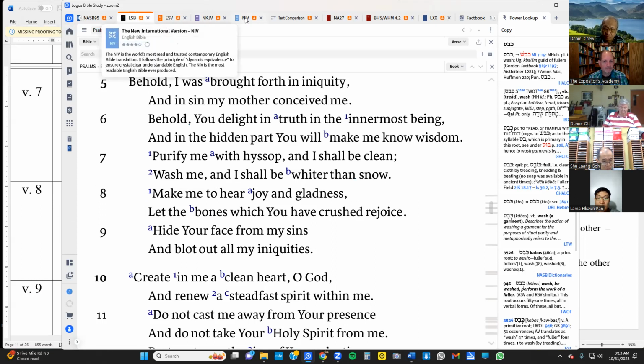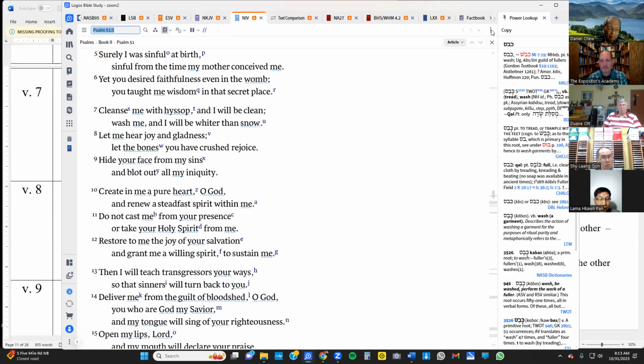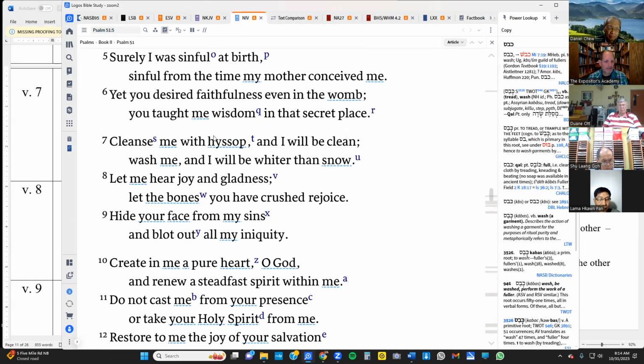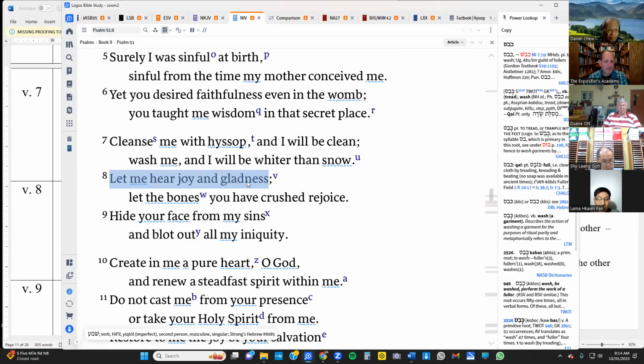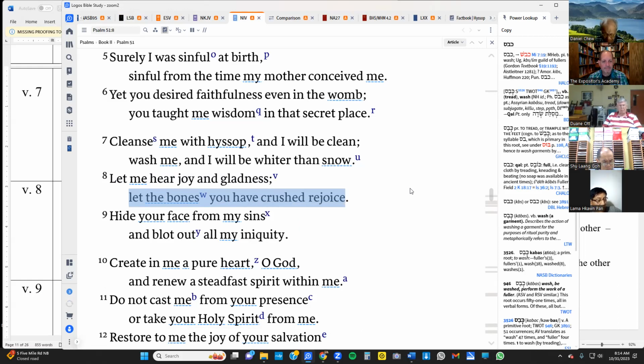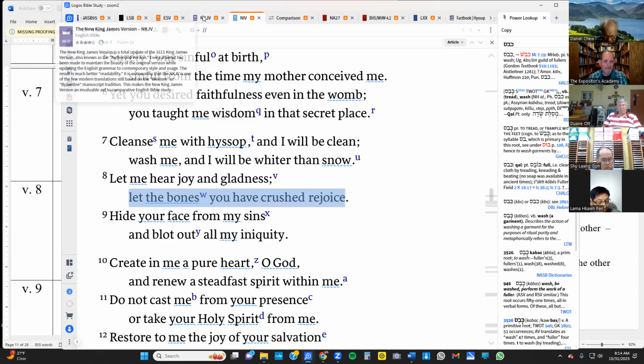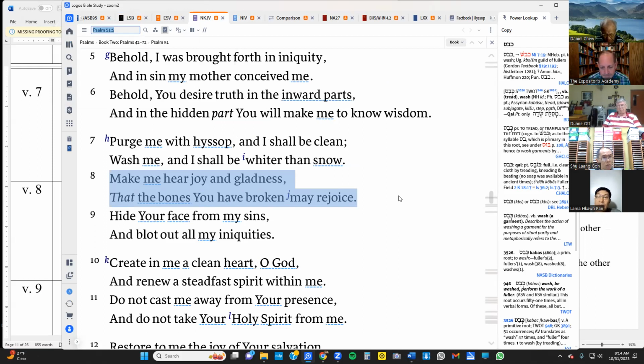What about the NIV? The New International Version has, let me hear joy and gladness. Let the bones. So they also would be synonymous. In Malay, it's developmental result. It follows, more or less, hearing of joy and gladness unto me, so that my bones which are broken can rejoice. Okay.